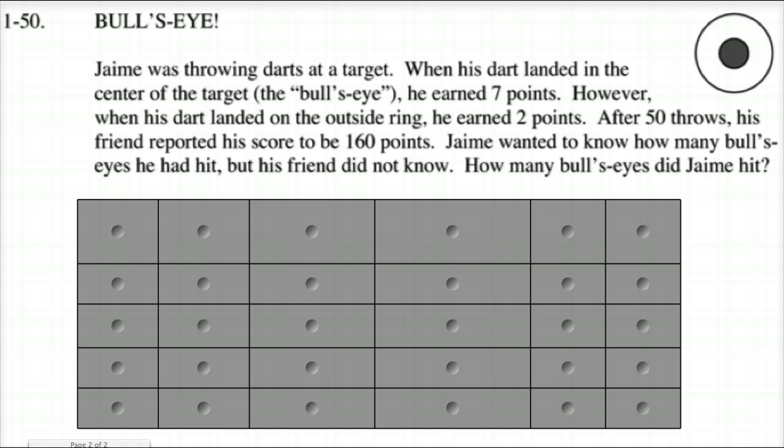I'm going to show us number 50 in the book in chapter 1. It's called Bullseye. Here's how the problem is stated: Jamie was throwing darts at a target. When his dart landed on the center of the target, which is a bullseye, he earned 7 points. However, when his dart landed outside the ring, he earned 2 points. After 50 throws, his friend reported his score to be 160 points. Jamie wanted to know how many bullseyes he had hit, but his friend did not know. How many bullseyes did Jamie hit?